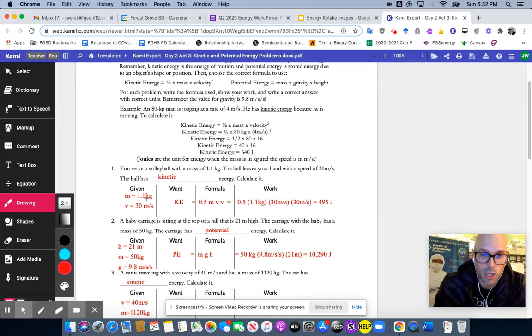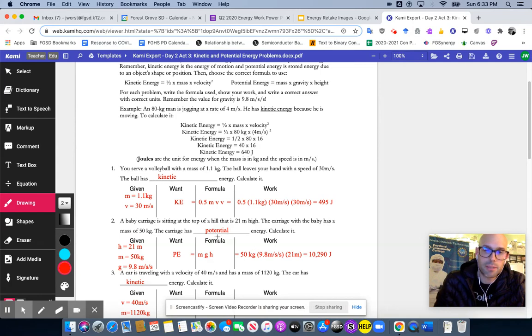So we are given 1.1 kilograms as a mass. The velocity is 30 meters per second. Remember, meters per second is the velocity. We know we want to find kinetic energy because kinetic energy is associated with velocity. So calculate it. KE equals, calculator-proof, 0.5 MVV, or 1/2 MV squared if you're fancy. We put those numbers in there, and we get 495 joules.